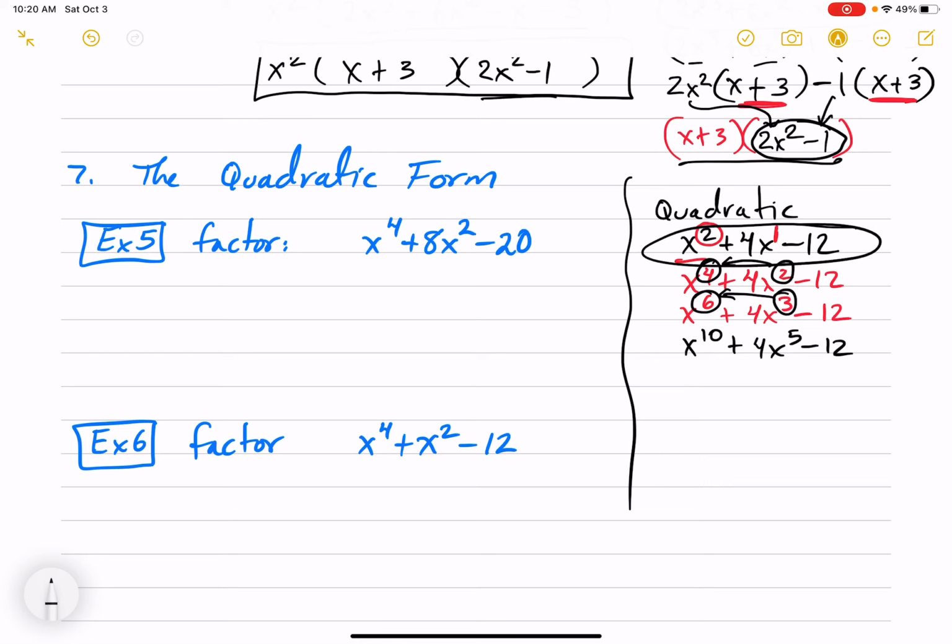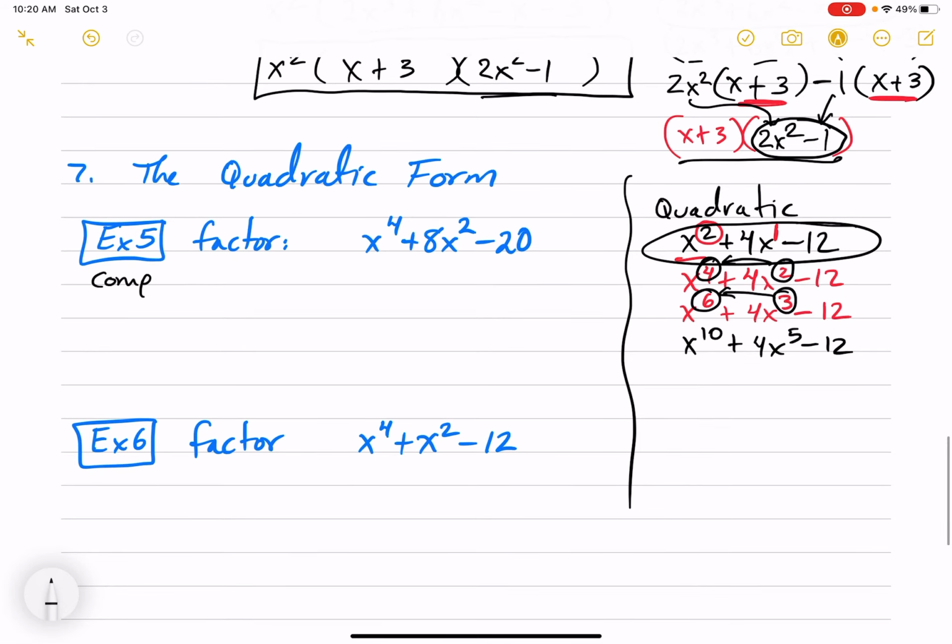So to factor example number 5 here, we're going to compare it to x squared plus 8x minus 20. How would you factor x squared plus 8x minus 20? You would find two numbers that multiply to negative 20. First of all, we need x times x, positive 10, and negative 2. Positive 10 times negative 2 makes negative 20, and positive 10 minus 2 makes 8. And so this is the way we factor this out.